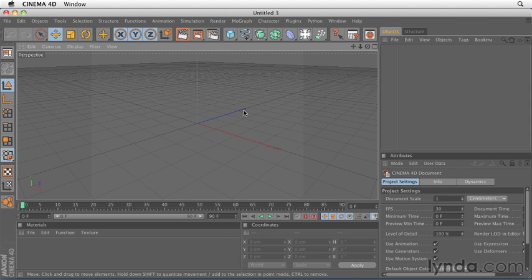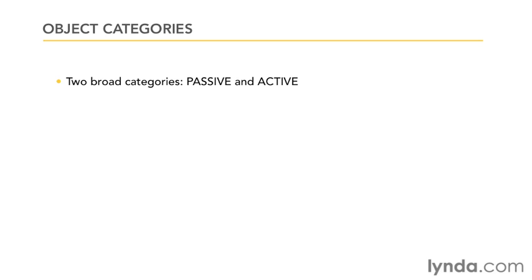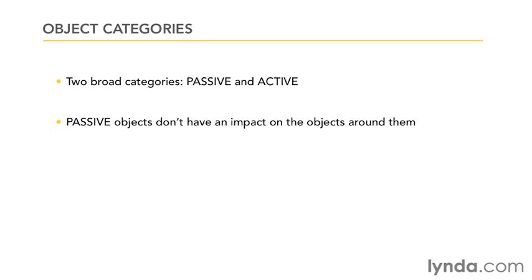Cinema 4D has many objects that can be found under a variety of menus. Regardless of what menu they come from, though, all objects in C4D fall into two categories: passive objects and active objects. Passive objects just sit there when you add them to the scene. They don't explode or flip around magically or move on their own. That's not to say they're not cool or important, because they are. They just need a little help to be magical.